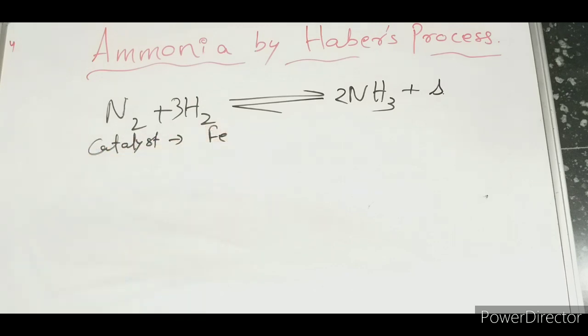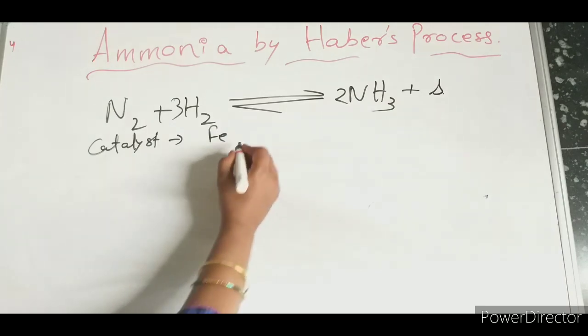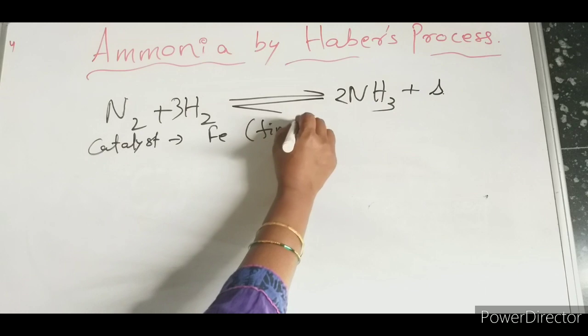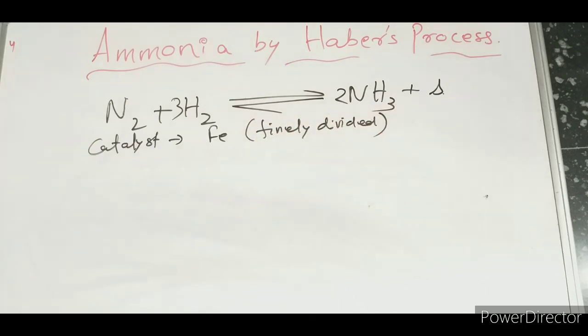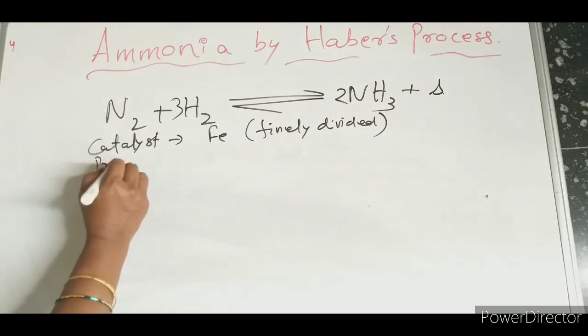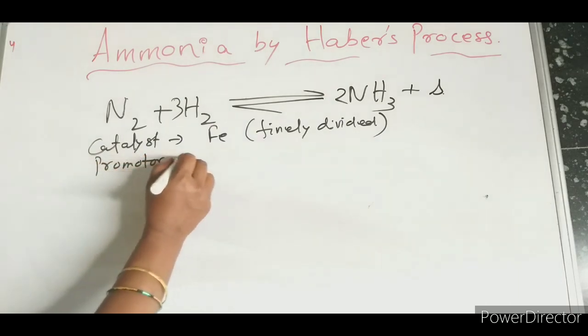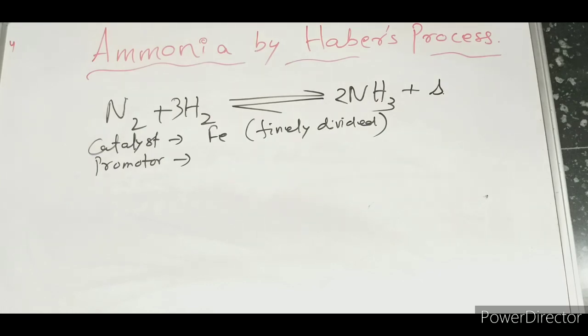Finely divided iron can be taken as the catalyst. What should be the promoter? What is the work of a promoter? The promoter helps the reaction go in the forward direction. Here molybdenum is taken as the promoter.